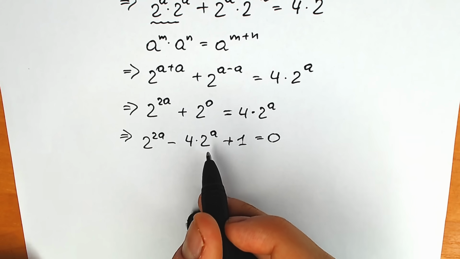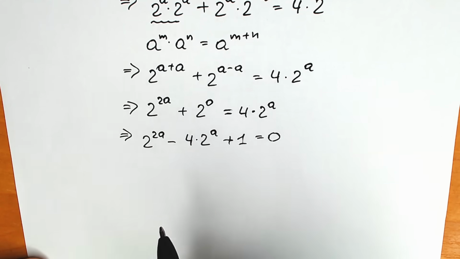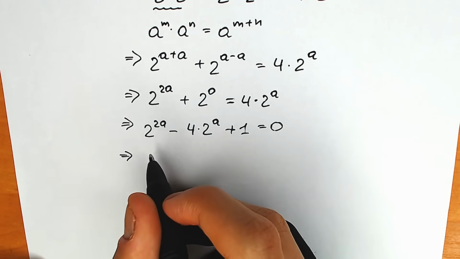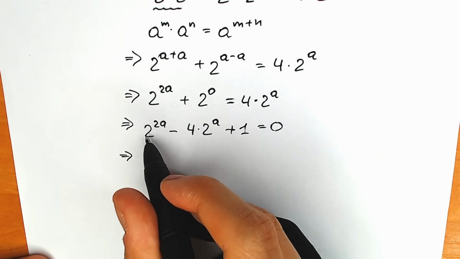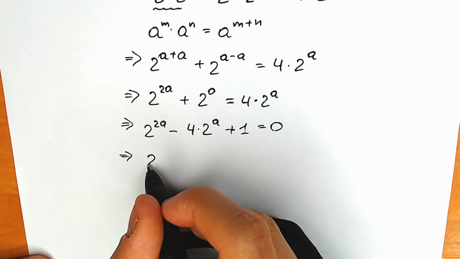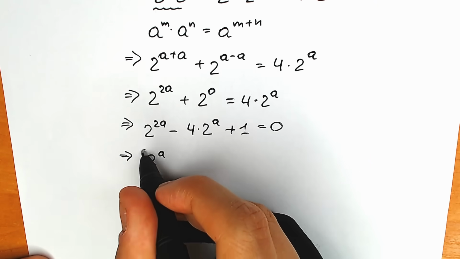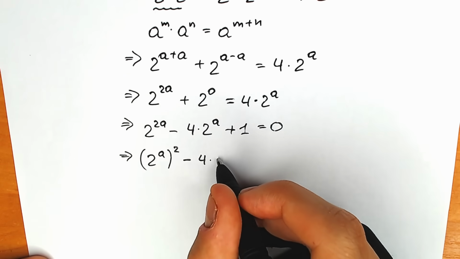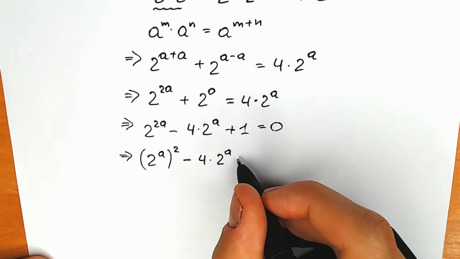Right now, let's look closely from a different angle, because we have 2 to the power 2a and 2 to the power a. So it looks like this is a quadratic equation. But first of all, we can write 2 to the power 2a as 2 to the power a raised to the second power. Yeah, we can write 2 to the power a raised to the second power minus 4 times 2 to the power a and plus 1.